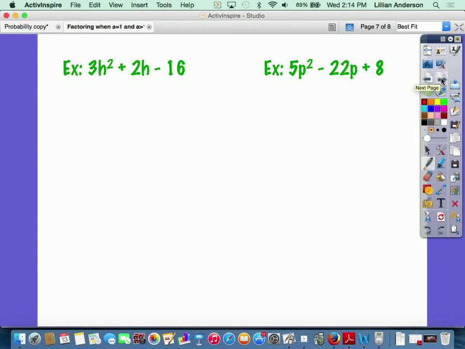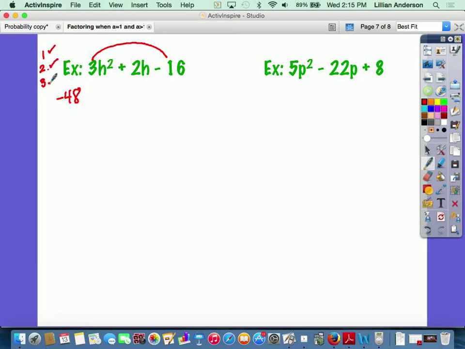So let's do the next one. Is there a GCF? No. So, step 1 is done. Step 2, we multiply a and c together. Now c is negative, so we want to take that into consideration. 3 times negative 16 is negative 48. So step 2 is done.